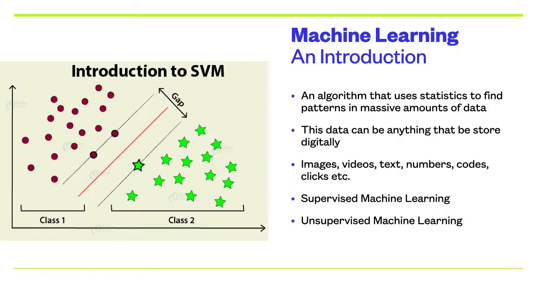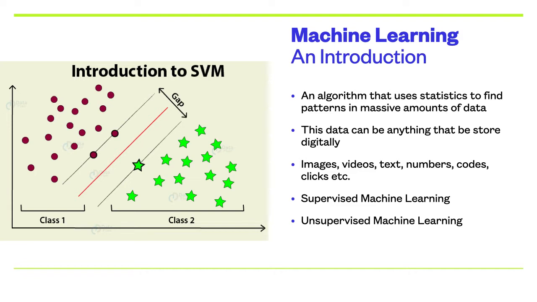What is machine learning? Machine learning is basically an algorithm that uses statistics to find patterns in massive amounts of data. Machine learning generally deals with data in huge amounts, basically thousands, tens of thousands, millions of data. This data can be anything that can be stored digitally. This can be images, videos, text, numbers, basically anything from clicks to videos to images. Anything that can be stored in a digital format can be used for a machine learning model.